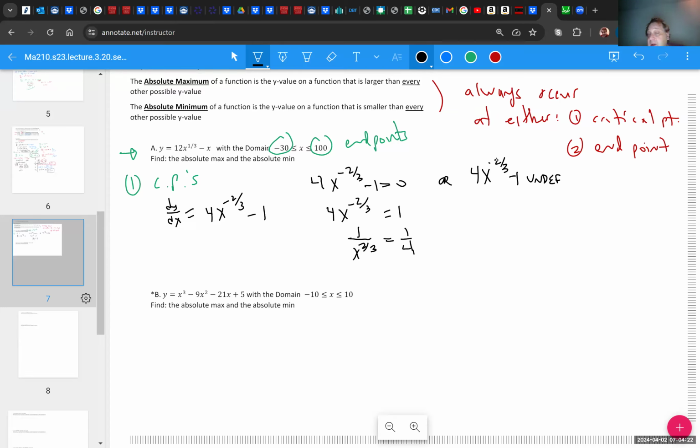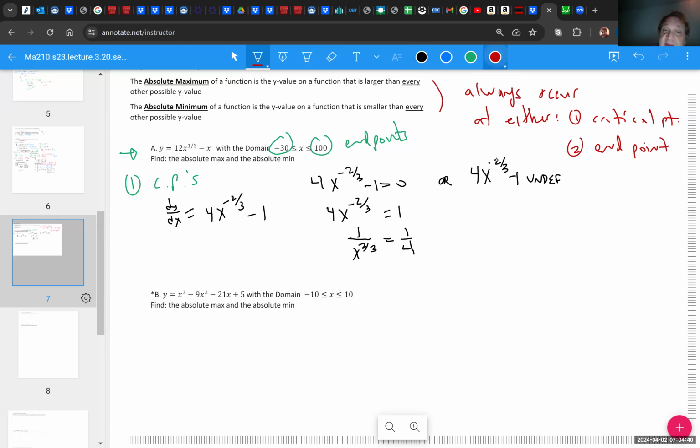I've solved this a couple times before. One time I cleared the denominator, and another time I just raised it to the negative 3/2 power. I'll show you another way of solving this equation. Again, if I apply the same thing to both sides, it's still an equation. I'm going to flip both sides.